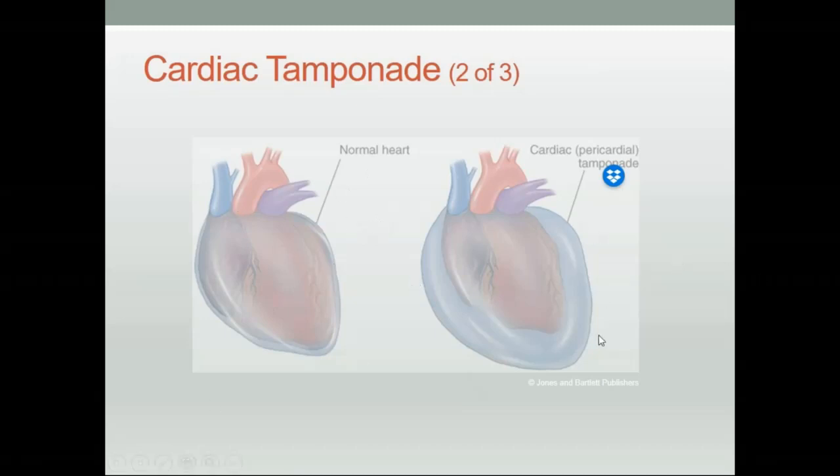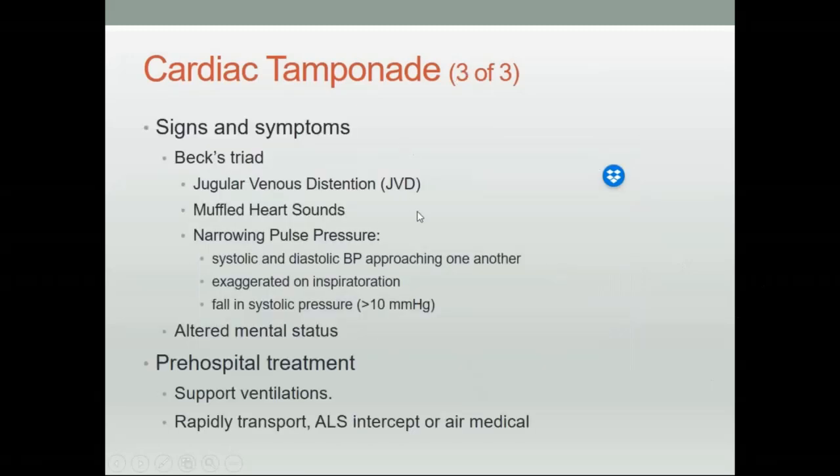That's normal. That is blood around the heart. Beck's triad, remember that term, Beck's triad. You see jugular venous distension. We learned about that at the beginning of the lecture. You hear muffled heart tones. Why? You're listening to the heart tones through fluid around the heart, so sound isn't transmitted as easily through that fluid. How do you know if they're muffled?